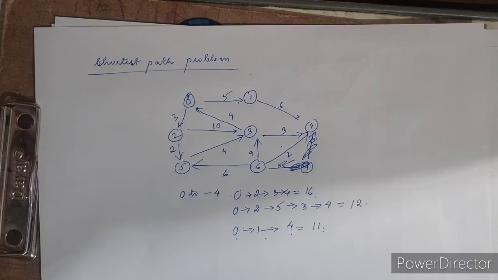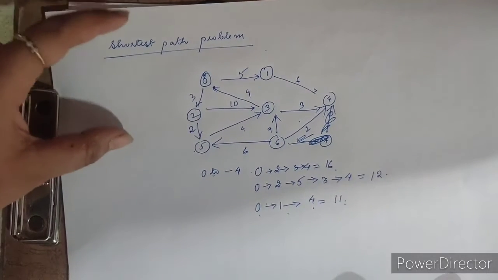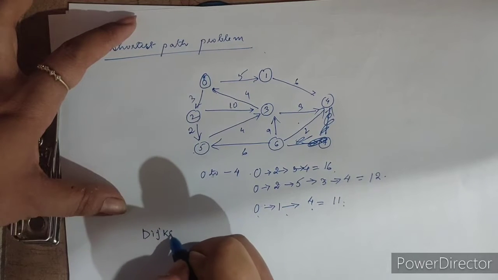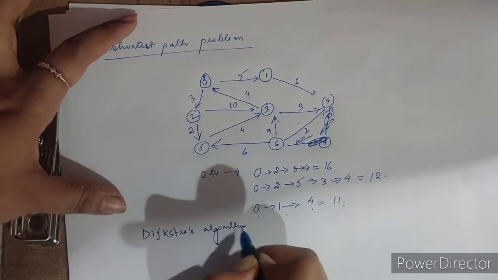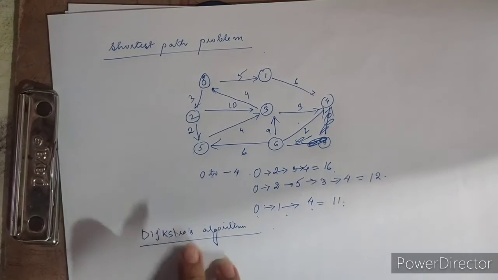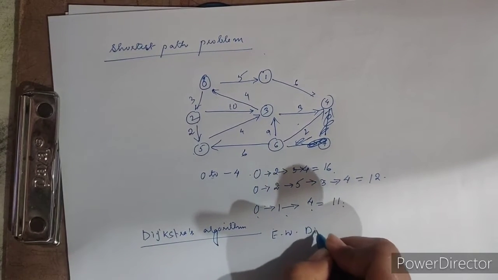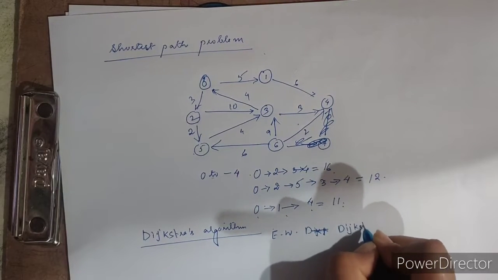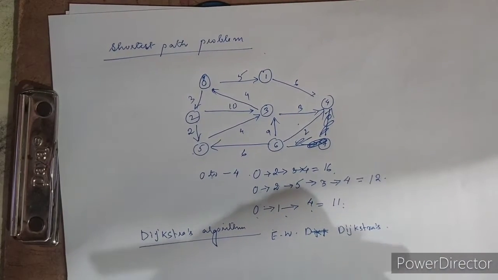So it is not necessary that the shortest path is unique. All right, so we are going to study an algorithm for finding the shortest path, which is called Dijkstra's algorithm. So what is Dijkstra's algorithm all about? This algorithm is named after E.W. Dijkstra, who gave this technique of finding the shortest path.